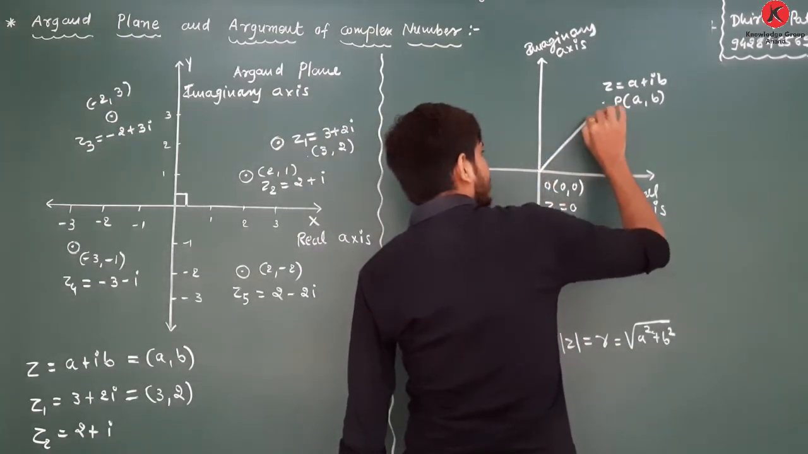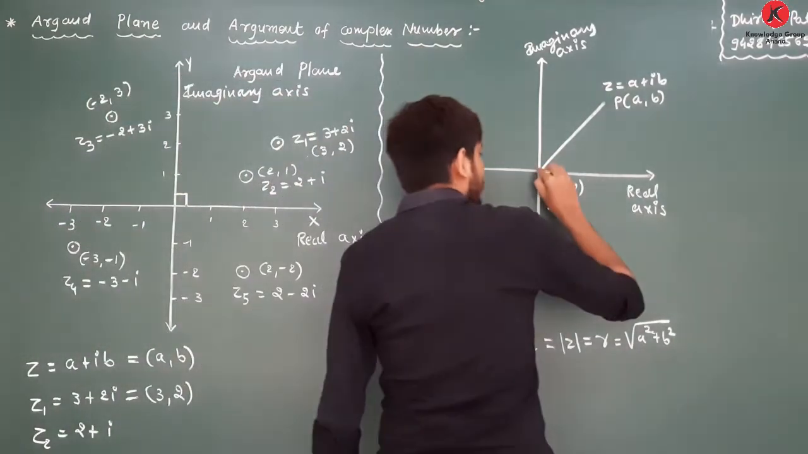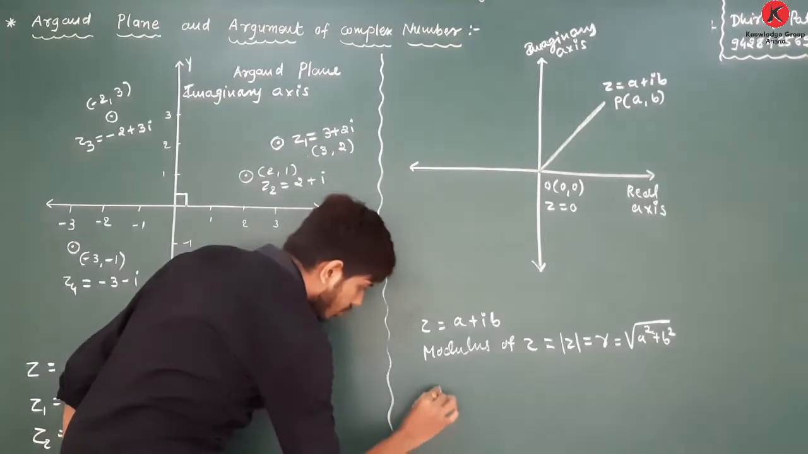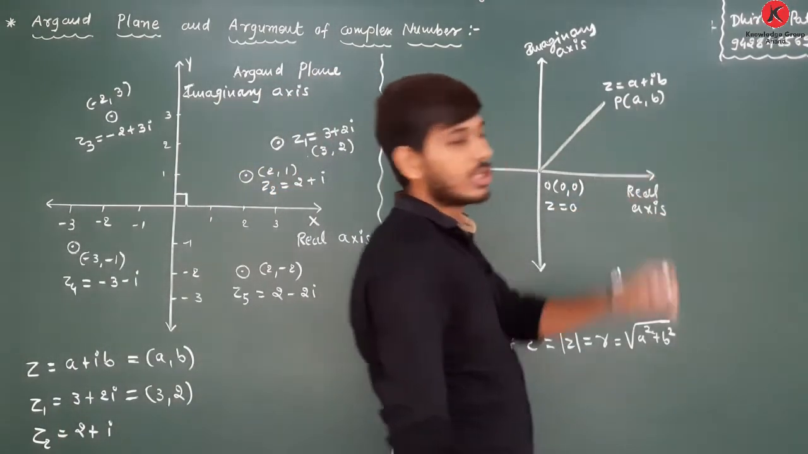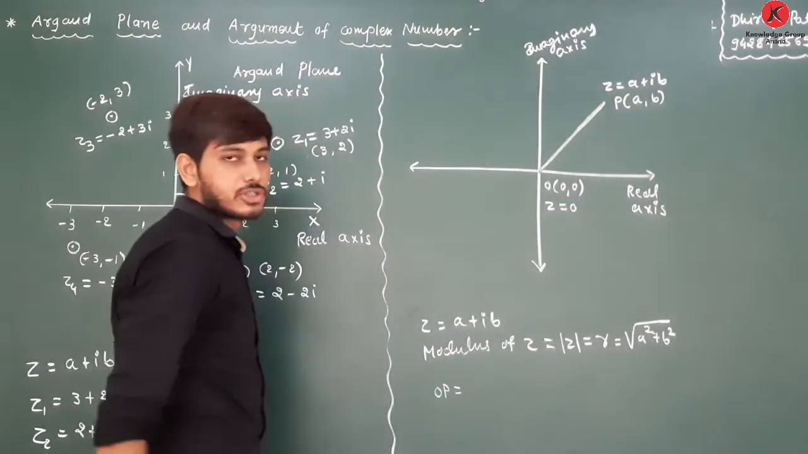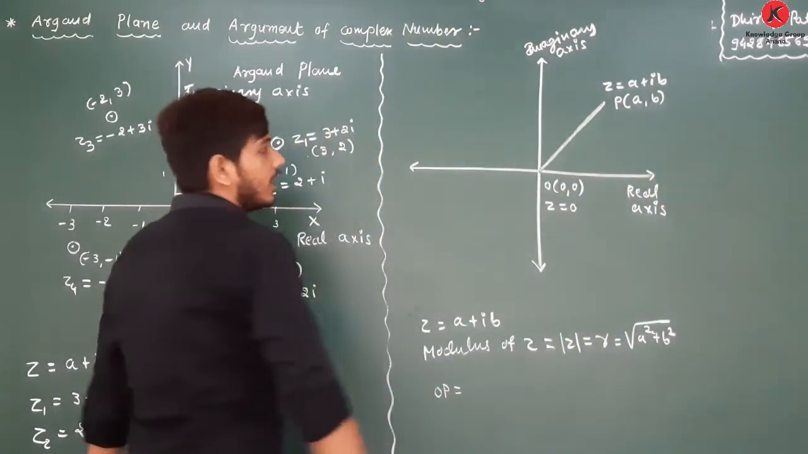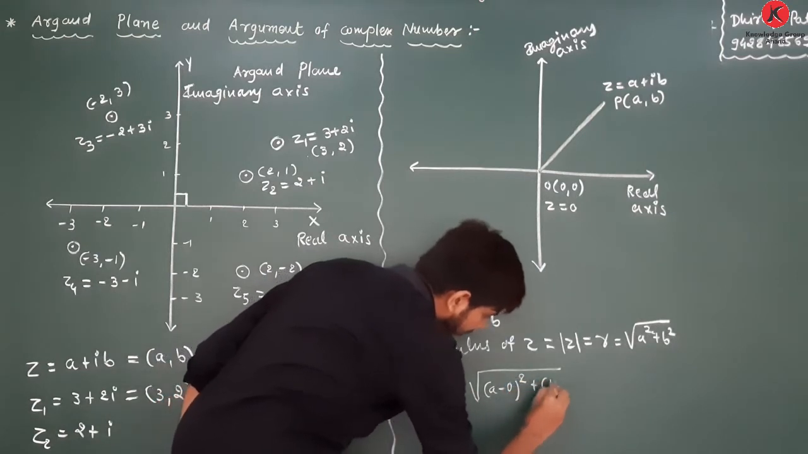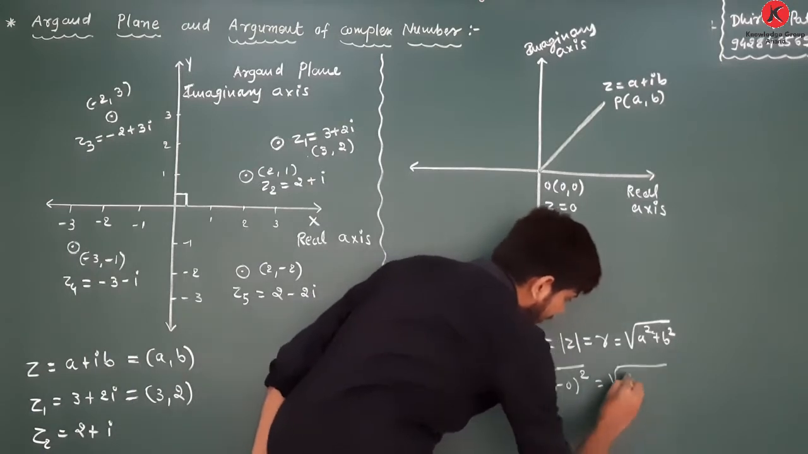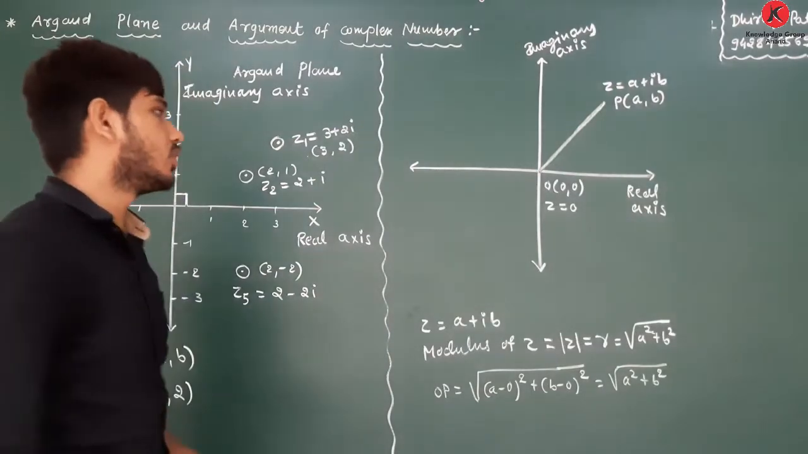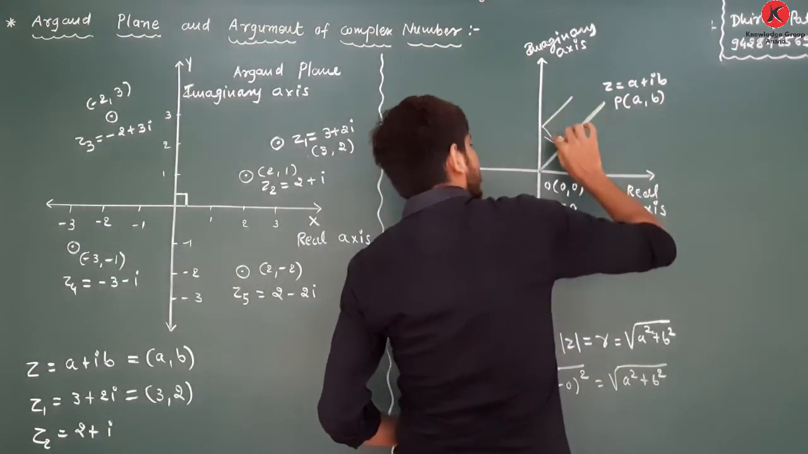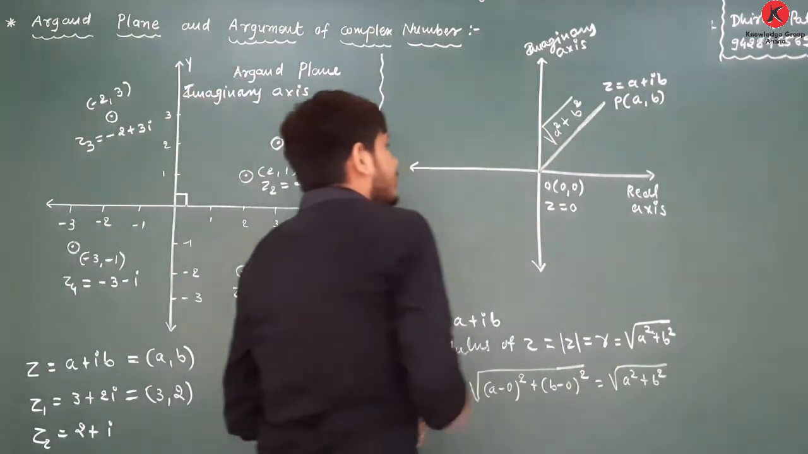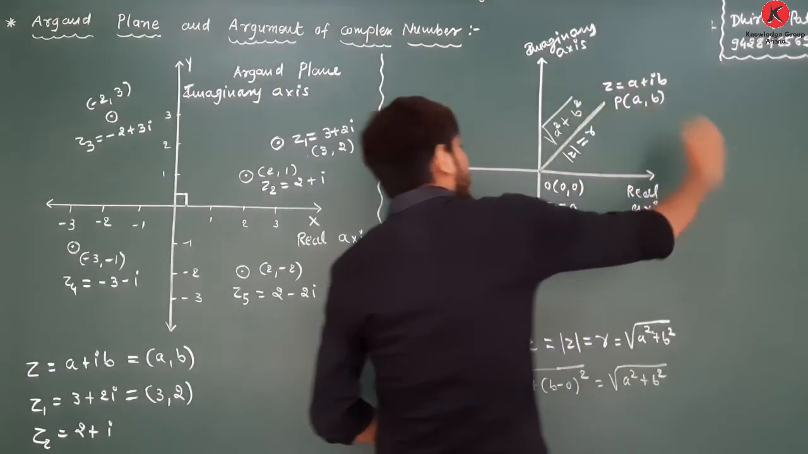If we join the origin and the point P, then the distance between O and P, by using the distance formula. What is the distance formula? Square root of (x2 minus x1) whole square plus (y2 minus y1) whole square. That means square root of (a minus 0) whole square plus (b minus 0) whole square. This can also be written as square root of a square plus b square. This is our modulus of Z, also denoted as small r.